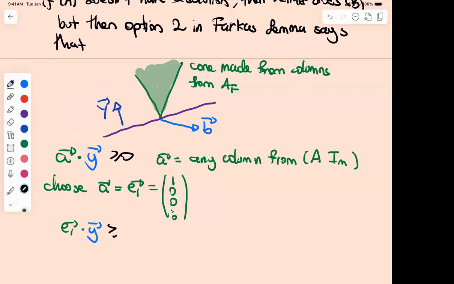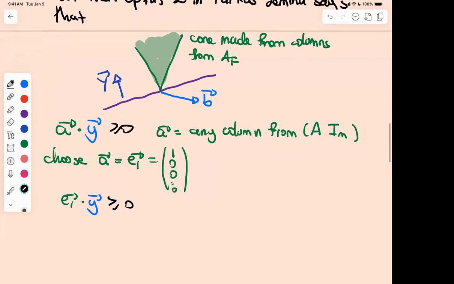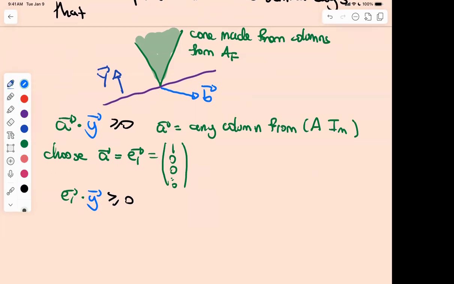I mean, that would just give you the first entry of the vector y, right? That's the point of these canonical vectors, the basis vectors: they just read off the entries of the vectors. So that tells you the first entry would be greater or equal to zero. But there's nothing special about choosing the first column of the identity matrix. You could have chosen any column of the identity, and if you do the dot product, you would end up finding that all the entries of y would be non-negative.